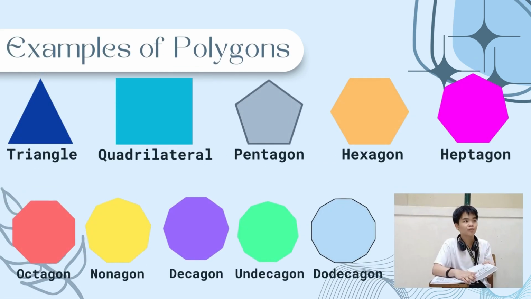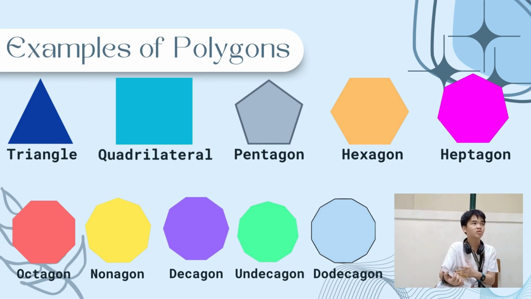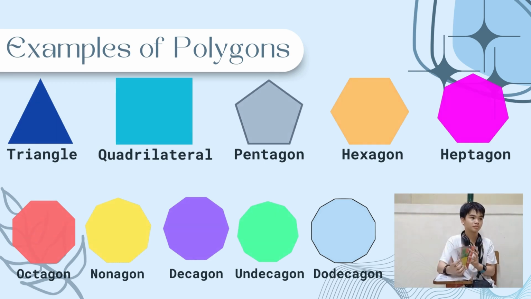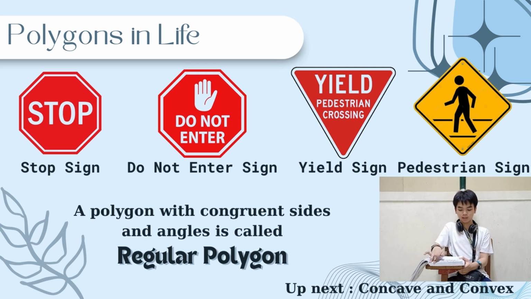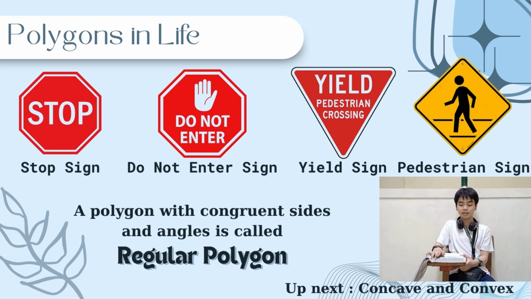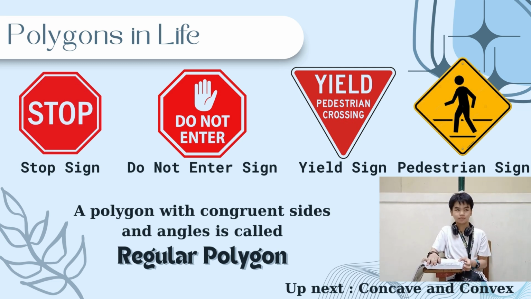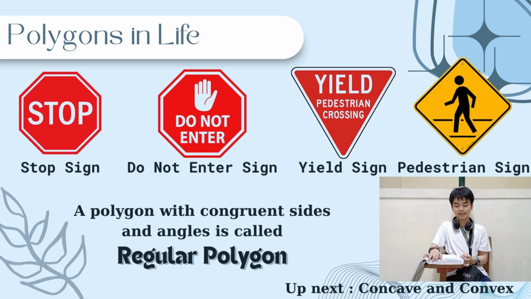The examples of polygons are triangle, quadrilateral, pentagon, hexagon, heptagon, octagon, nonagon, decagon, and undecagon. The following are some useful polygons, such as the stop sign, the do not enter sign, the yield sign, and the pedestrian sign. A polygon with congruent sides and congruent angles is a regular polygon.